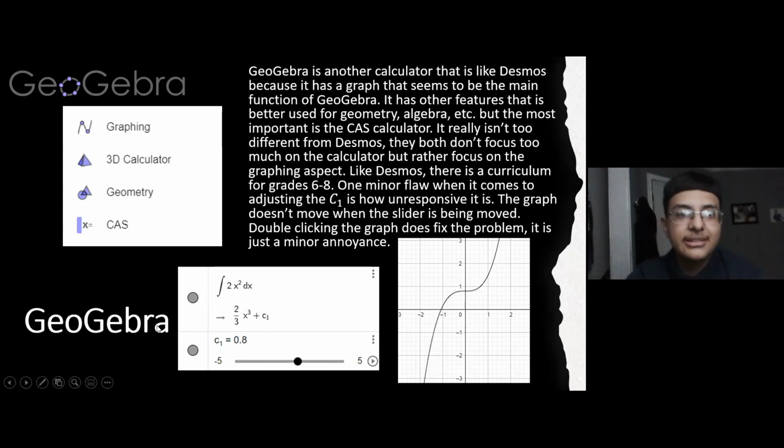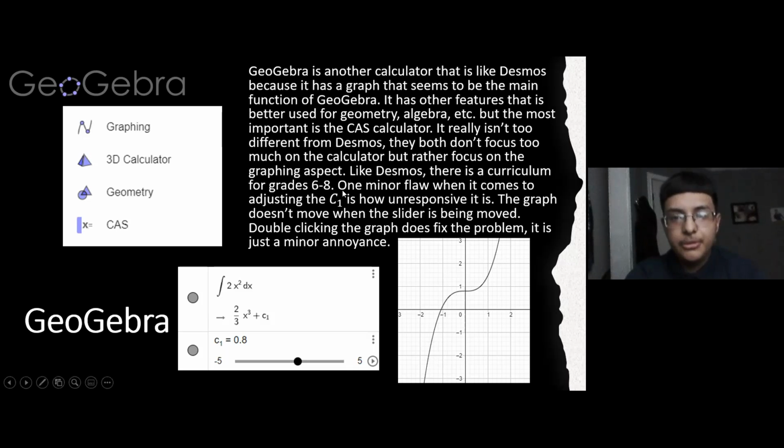And the last one I'm going to talk about is GeoGebra. GeoGebra is kind of like Desmos because it also has a graph. It's a little different, obviously, but it has a graph. That's the sixth to eighth curriculum. It didn't show any reviews of how students perform in there, but it says it's able to provide the same thing, like learning stuff. And it was really good also. You're able to do the integrals without lower bounds, and with lower bounds.